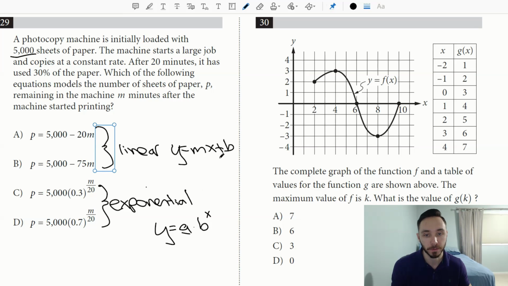It's funny how this works out. This a value here is actually the starting value. It's kind of flipped. So far, so good. All these models satisfy the 5,000. That's not what this problem's asking.